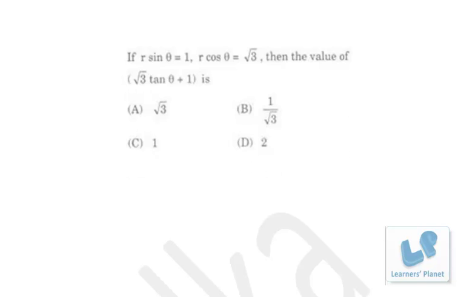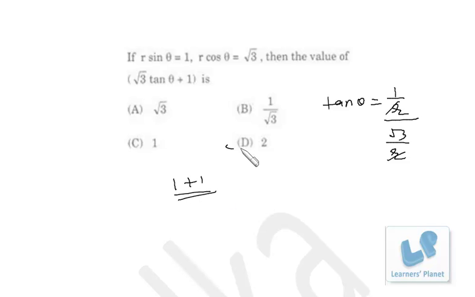Now this question here, r sine theta is equal to 1 and r cos theta is equal to root 3. So we have to find the value of root 3 tan theta plus 1. So what I can do is sine theta will be 1 by r and cos theta will be root 3 by r. So tan theta is what? Sine theta by cos theta, right? So sine theta is 1 by r and cos theta is root 3 by r. So tan theta is 1 by root 3. I put the value over here. So root 3 into 1 by root 3, that is 1, and plus 1. So it's 2, right? A 20-second problem. That's it.